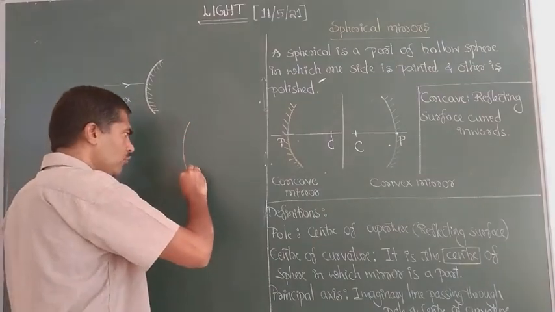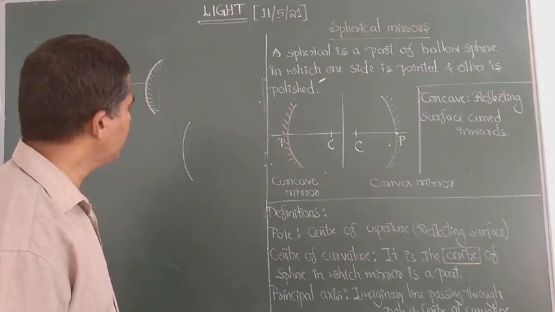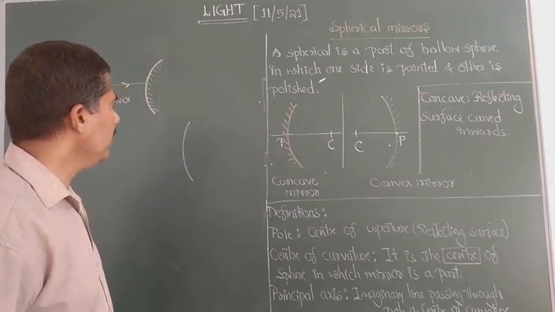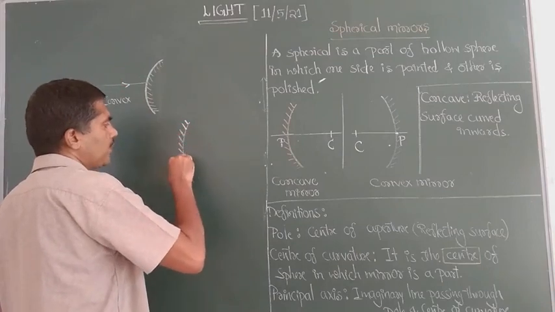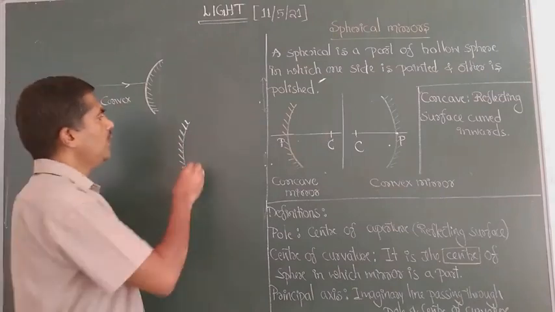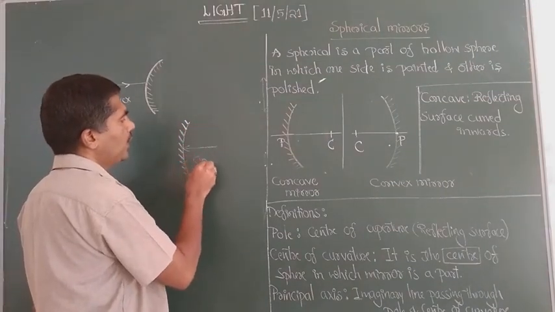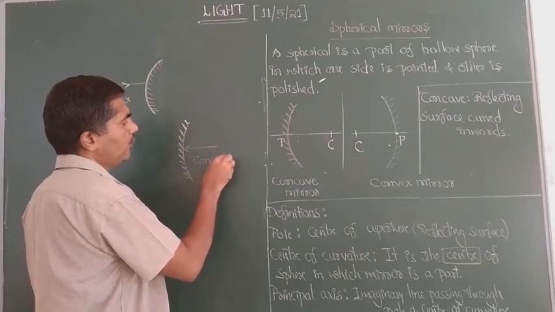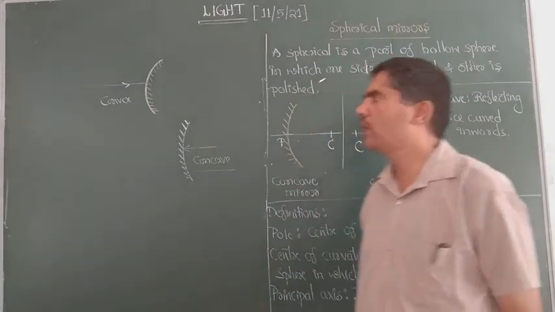take the same part of a hollow sphere which you have got. For this part, you paint on the other side, the opposite side. Polish the inner side. When the inner side is polished, now this becomes a concave mirror. So you need to be very clear with which is concave and which is convex.